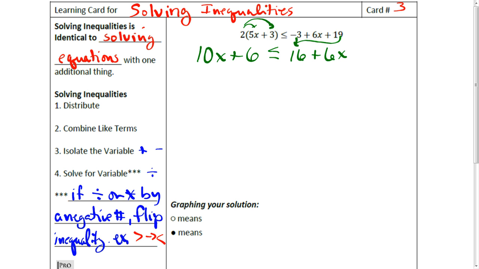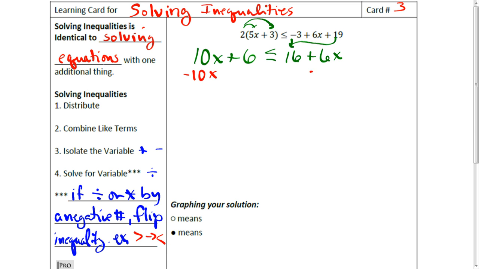Now we're going to isolate the variables. I'm going to do this a little differently, I know, just so you can definitely see the dividing by a negative here. So what we're going to end up doing is I'm going to move the 10x because I want to create a negative over on the right-hand side.